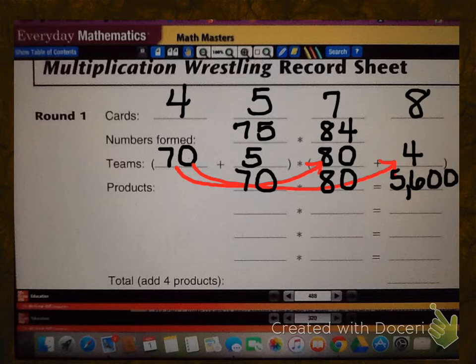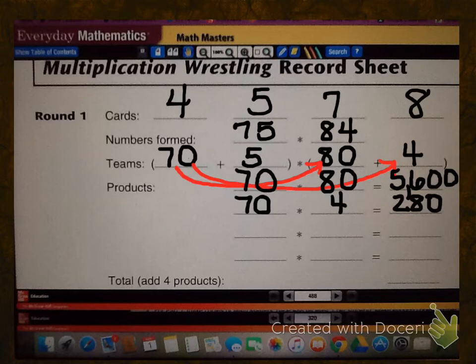So the answer to that would be 5,600. Then we're going to take 70 times 4. So my basic fact is 7 times 4, which is 28, and I'm going to add my 1 zero. So that'll give me 280.